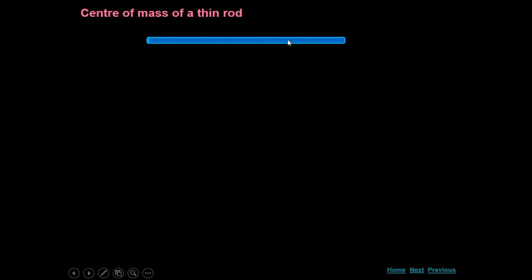So let us take this thin rod, and exactly at the midpoint of this thin rod I am taking a point O, and exactly on the right side of the thin rod I am taking one small element dm. Element means a group of particles, and it is at a distance x from the point O. In the same way I am taking one more such element exactly on the opposite side, on the negative x-axis, at a distance minus x from the point O.